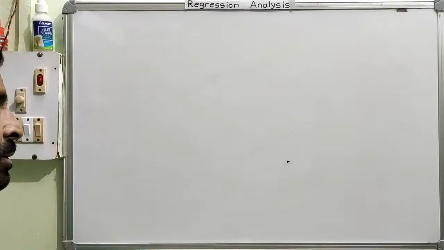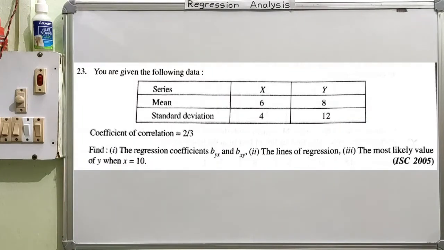The next question we have is question number 23. Question number 23. Please look at the board. This question is provided to you in the form of a table, and it is made very simple. So let us have a look at this question. You are given the following table.